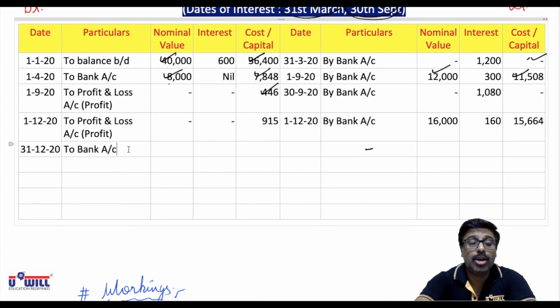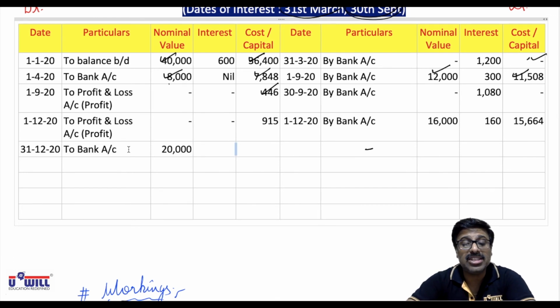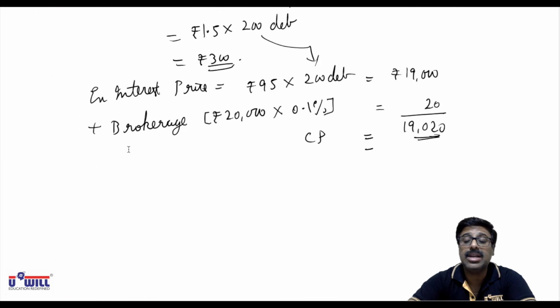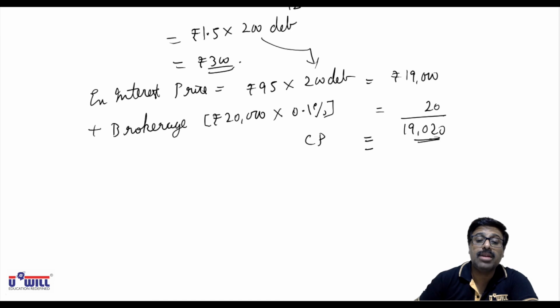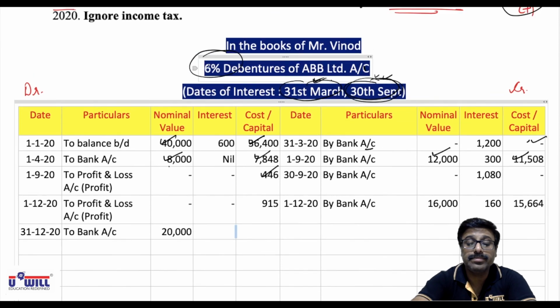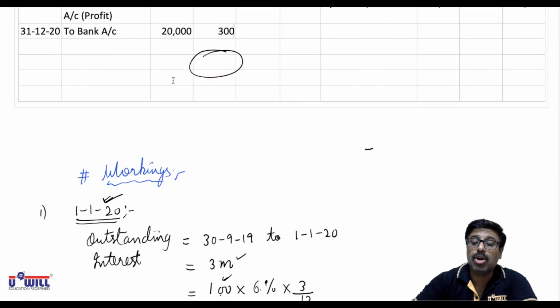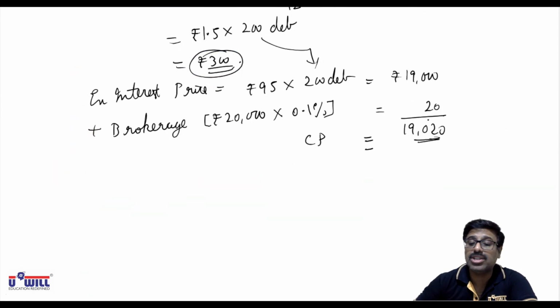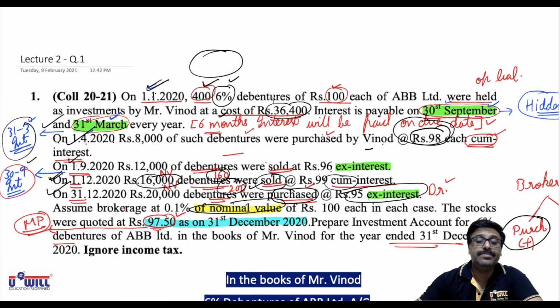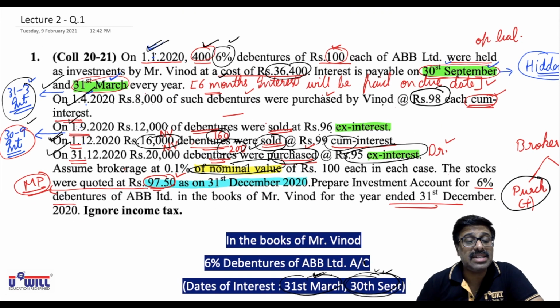Now to bank account, in nominal value 20,000 of debentures are purchased. In interest column we will record what amount we calculated in the last workings for interest, 300 rupees. Then in cost or capital column, after adding the brokerage, 19,020. So in cost or capital column, what will we record? 19020. So this is also recorded. All the 7 transactions are done.